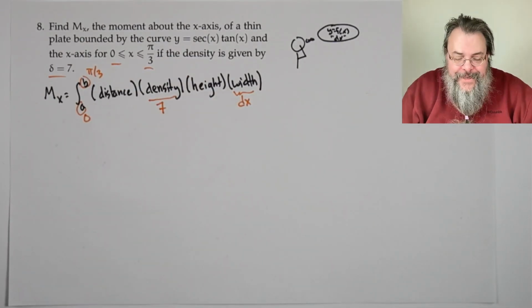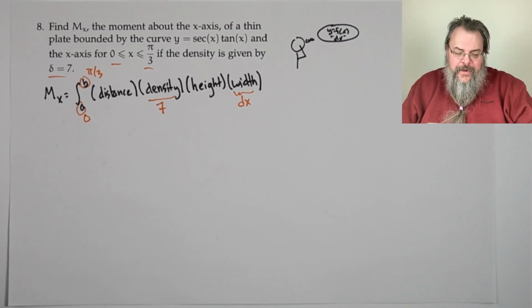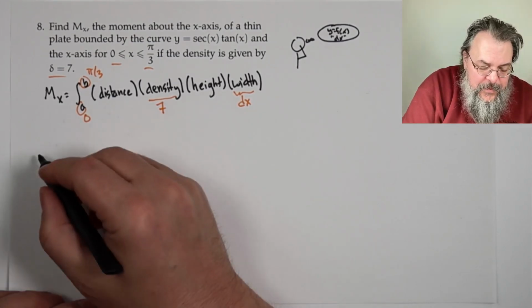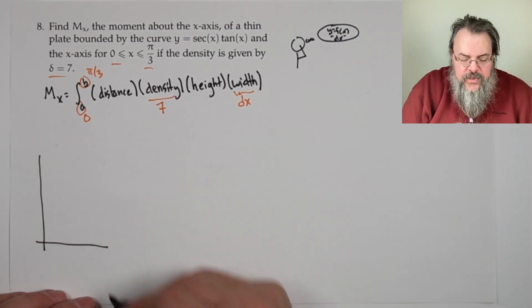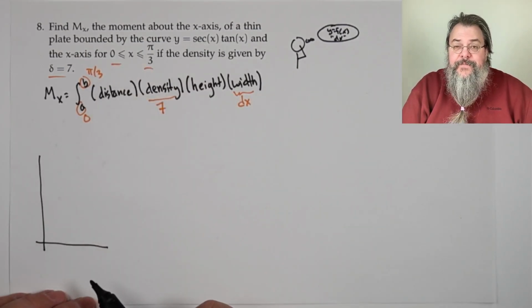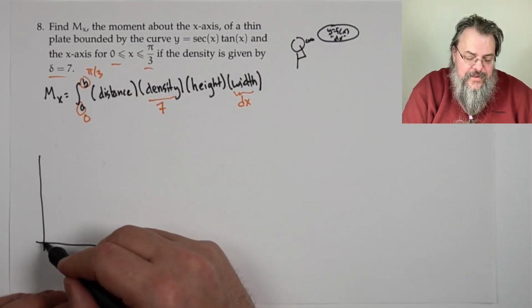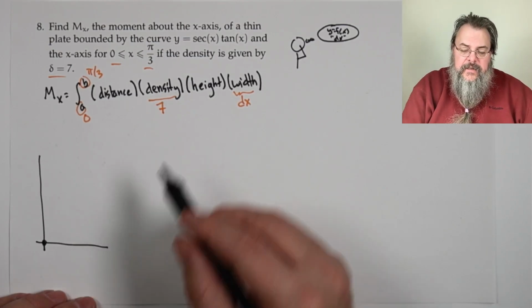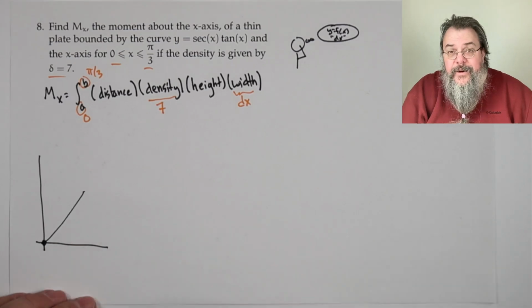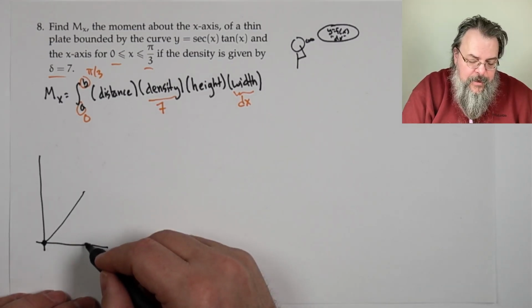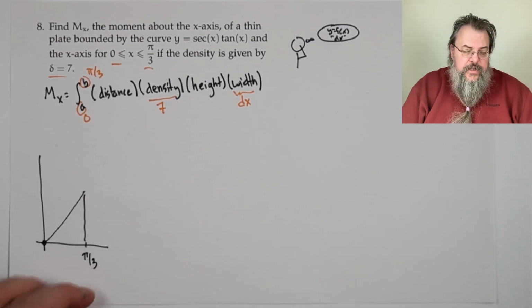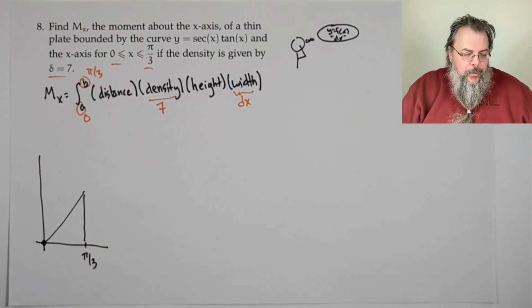Now, what is height and distance? So let's talk about these terms. All right, well, let's first do a little bit of a quick sketch here. If you plug in 0 into the function secant times tangent, because tangent of 0 is 0, you get 0. So it starts here, and they're both positive after that, so it goes up. I don't know exactly, but okay, it's going up in some way, up to pi over 3. So here's our region.